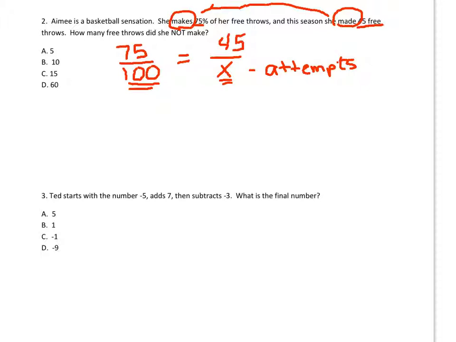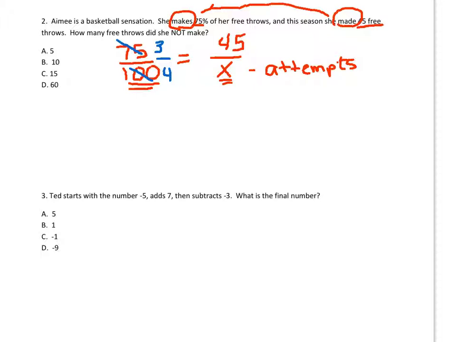Okay, I don't like working with problems like 75 hundredths without reducing them first. 75 and 100 can both be divided by 25. 75 divided by 25 is 3, and 100 divided by 25 is 4. Now we have a much nicer set of numbers to work with.